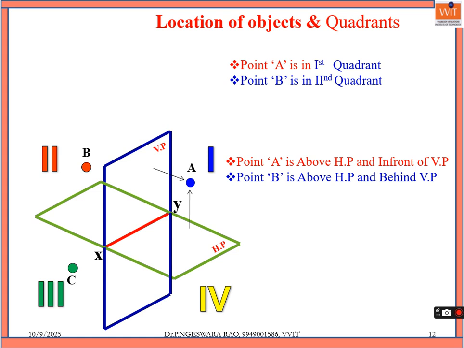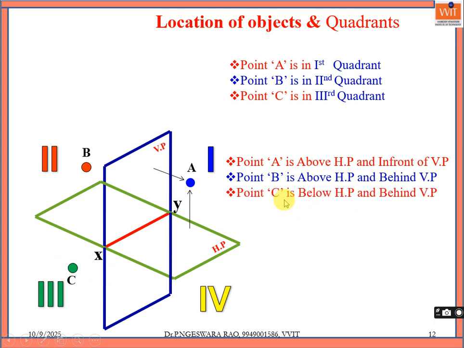So next one, the point C. By visual observation, we can say that it is in the third quadrant. But in sentence format, we can write like this: the point C is below HP, and at the same time, it is behind VP. So if any object is below HP and behind VP, then we can say that it will be in the third quadrant.